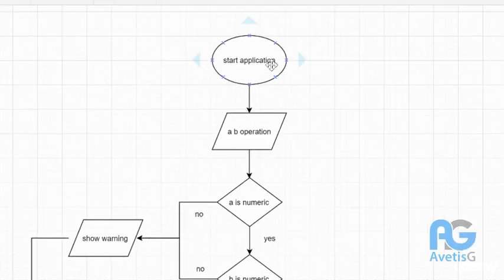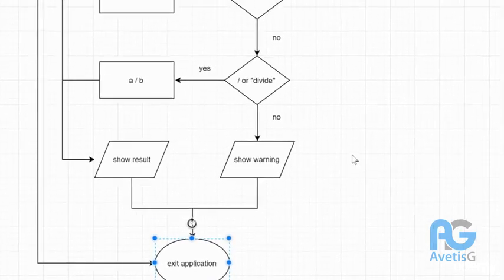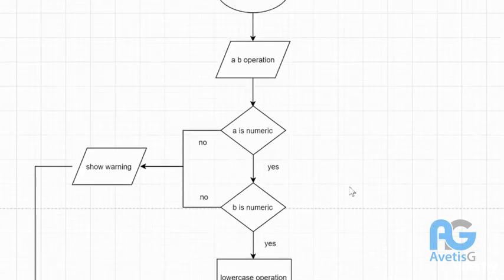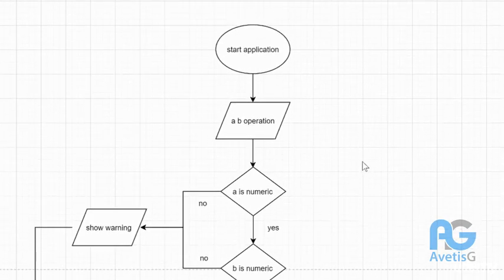As you notice, it starts with this oval shape that says start application, then all the way on the bottom, it says exit application. So our flowchart should have an entry point and an exit point. However you word them doesn't matter, as long as they convey the meaning that it starts here and ends there. That's all you need. And then we have our parallelogram shape, which is our input and output. Here we're saying A, B, and operation. I could have done three separate inputs, but I decided to put all of them in one. This is just our input, two numerical inputs and our operation.